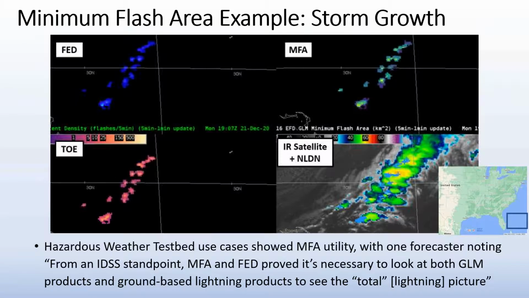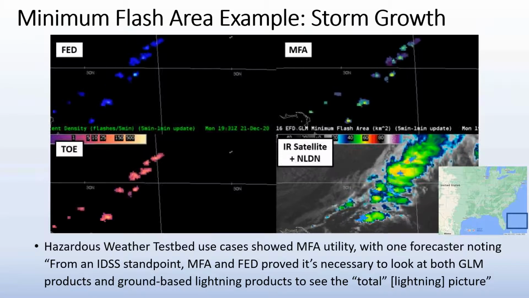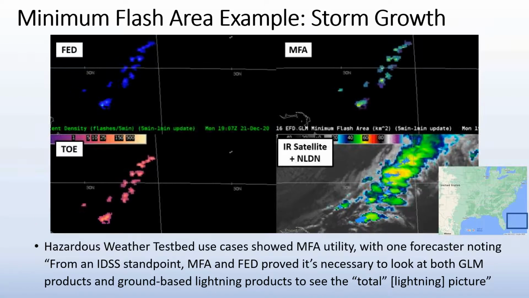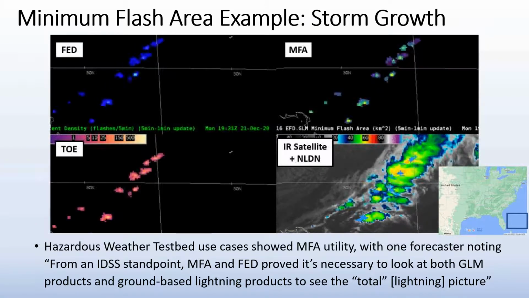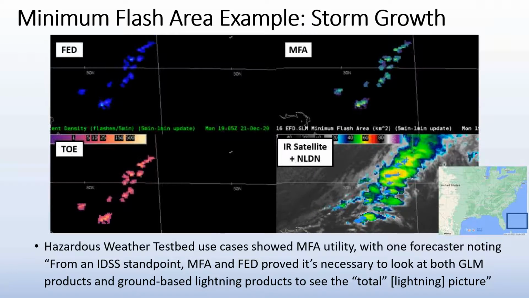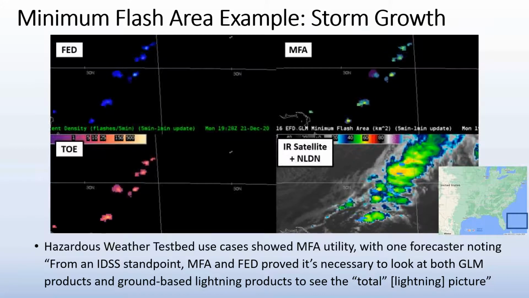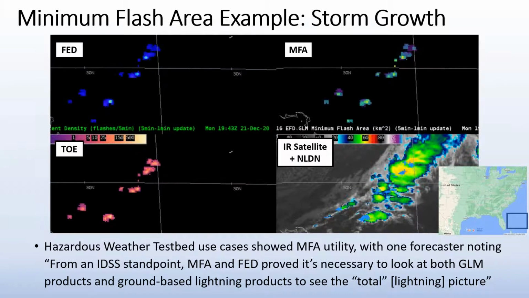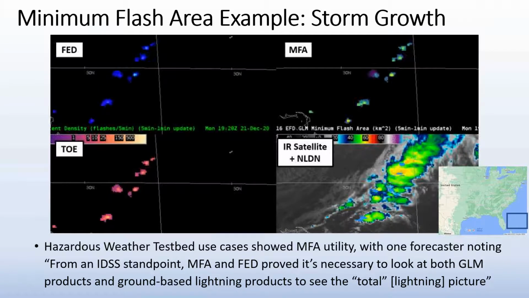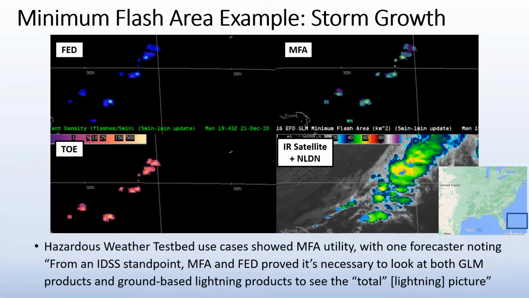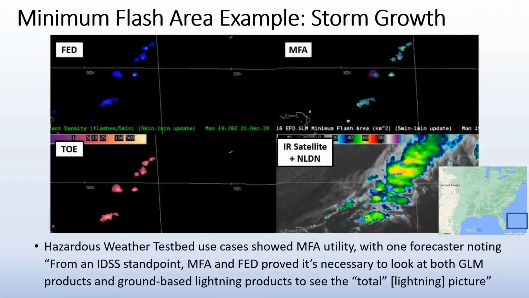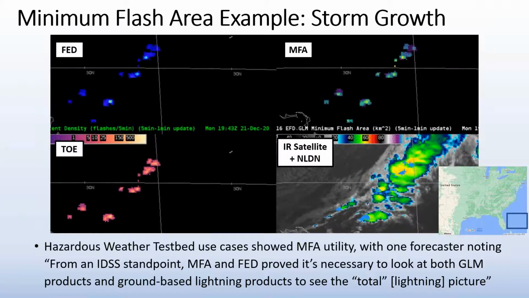So just quickly starting off with an example of why the MFA gridded product in and of itself is an important addition to all the other lightning products. We see here, this is an example from off the coast of Florida in the Atlantic Ocean. And if you just look at FED, just look at flash intensity and total optical energy, you don't see a lot of texture when it comes to determining which of these storms may be strengthening or which of these storms may be weakening.